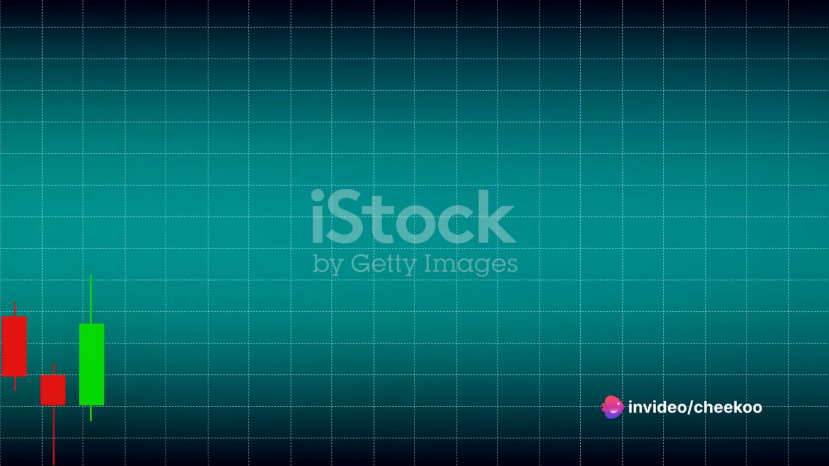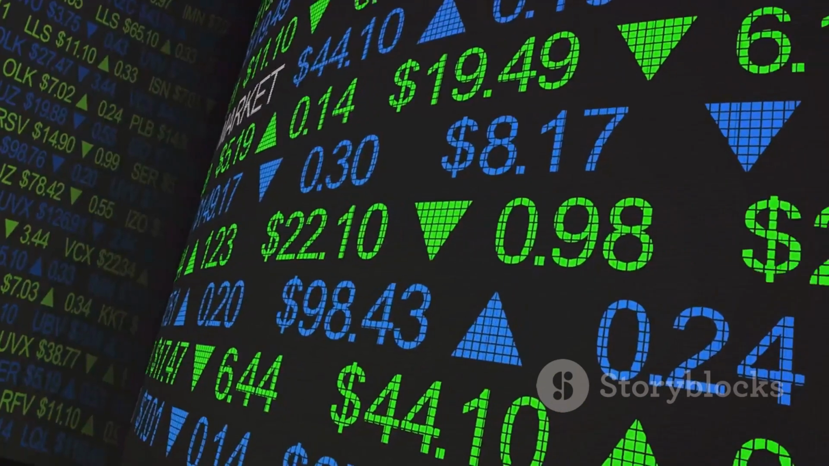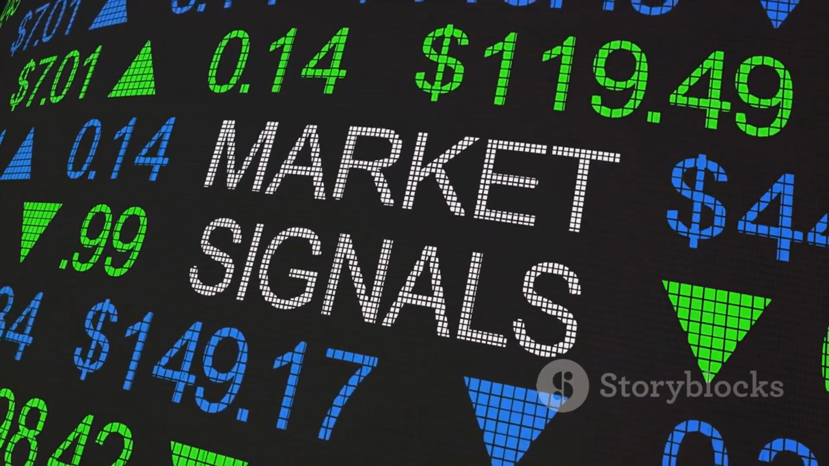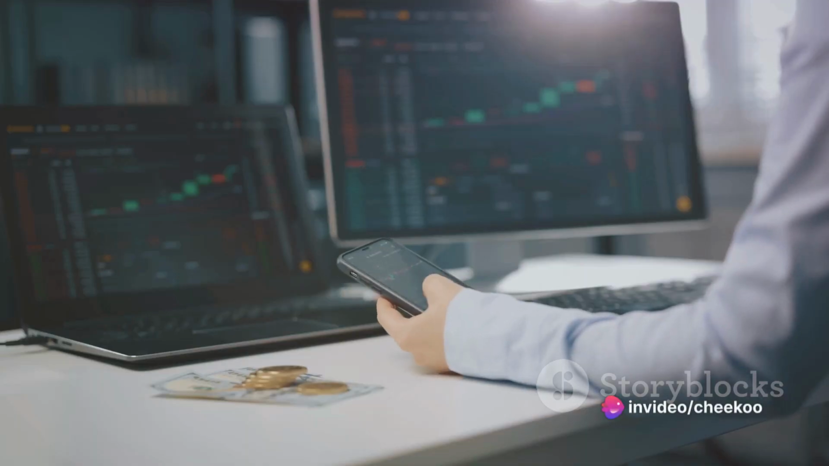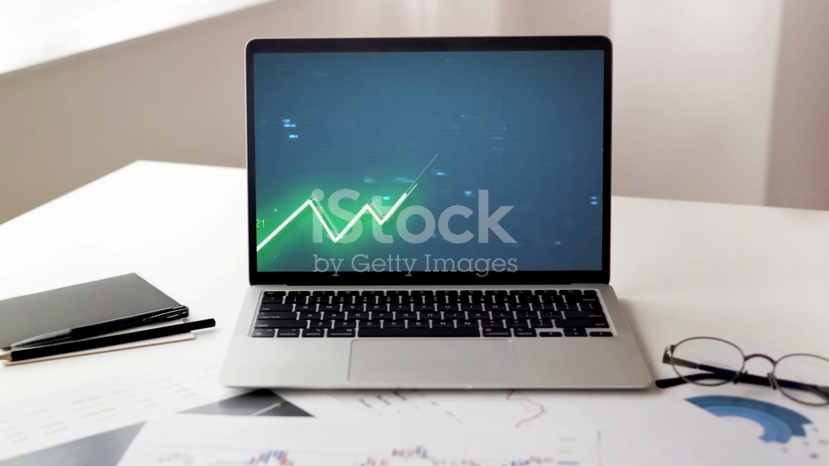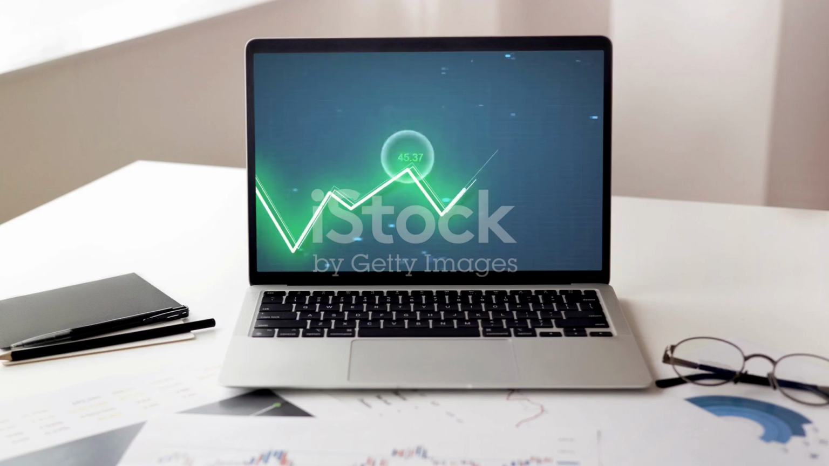In summary, a spinning top candlestick pattern offers a visual representation of a market's indecision. It can signal potential reversals in price trends and serve as a crucial tool in a trader's arsenal. However, it's important to remember that it should be used in conjunction with other technical analysis tools and indicators for more reliable trading decisions. Adapt your trading strategy according to varying market conditions, and you will be well on your way to making informed trading decisions.